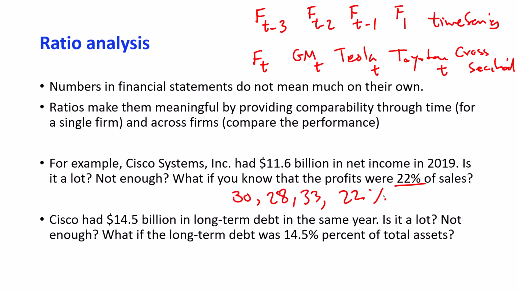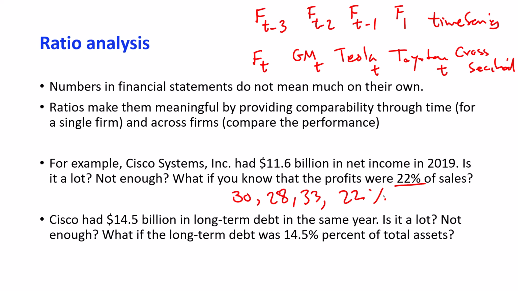Same thing is true for the other point. Like $14.5 billion in long-term debt, is it a lot or not enough? You have to know your context in order to be able to make better decisions, make better forecasts, or make better recommendations for the company.